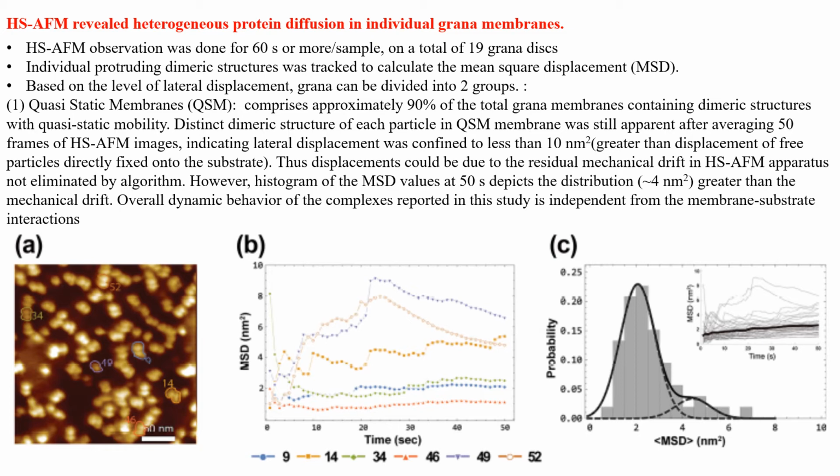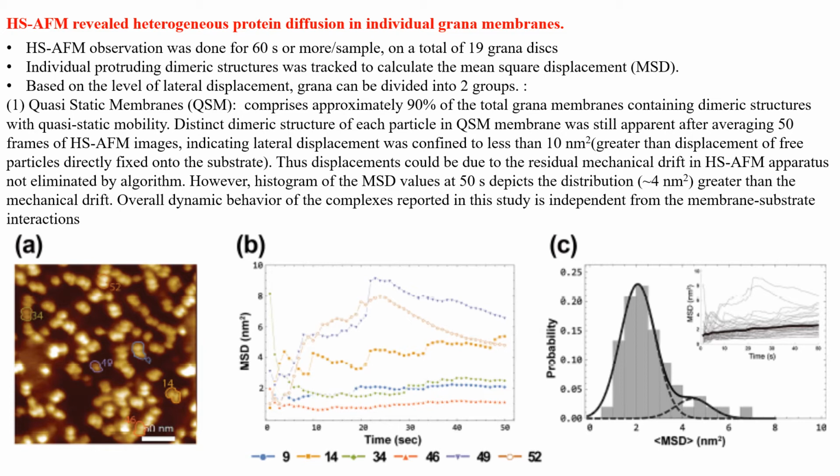On analysis of the different grana discs, it was seen that almost 90% of the total granular membranes consisted of dimeric structures that are quasi-static, meaning they are partially static, and these kinds of membrane systems were called quasi-static membranes. You could see distinct dimeric structures of each particle in this QSM, or quasi-static membranes.